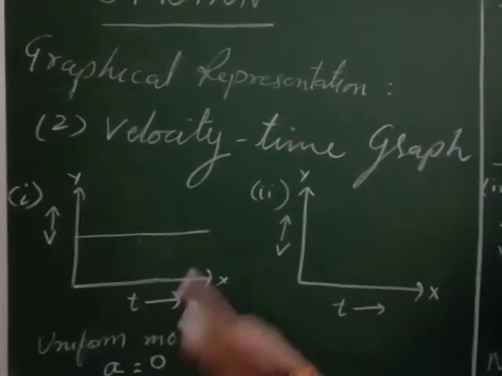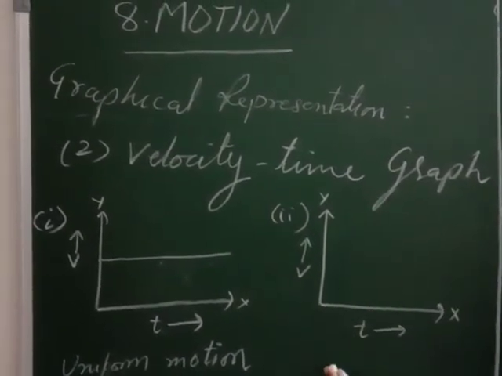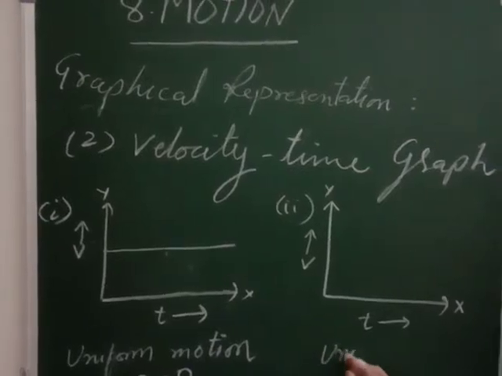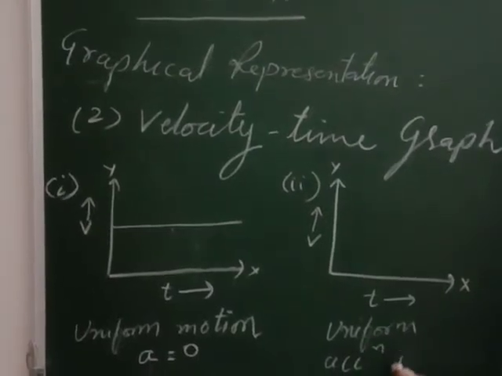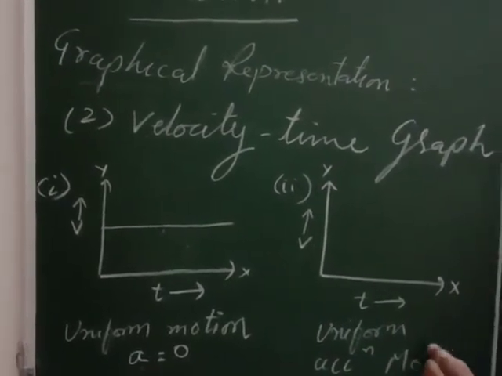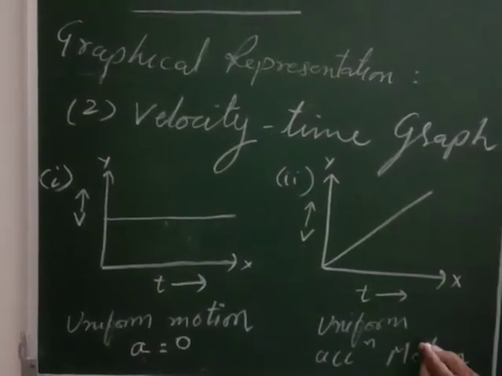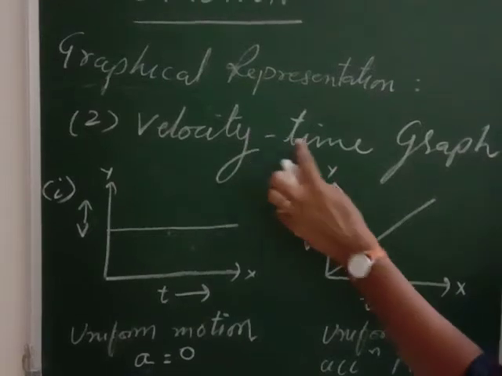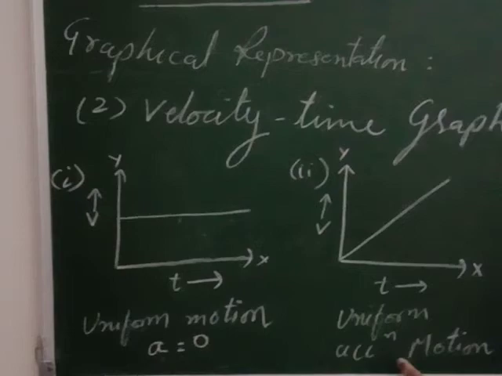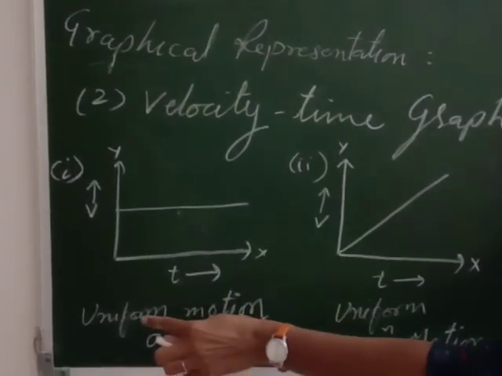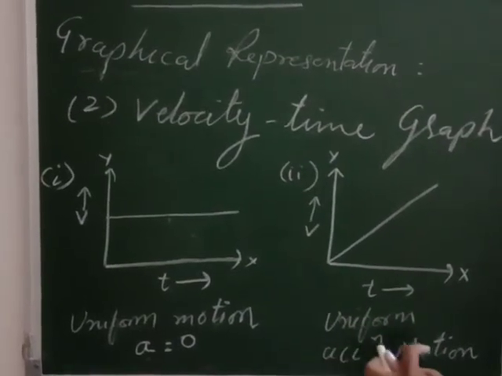Now the second type is uniform accelerated motion. If I am getting this type of line, then it is called uniform accelerated motion. This is about the velocity time graph. In a distance time graph, it is different. In a velocity time graph, again, it is different. If it is like this, it is uniform motion. If it is a straight line like this, then it is uniform accelerated motion.